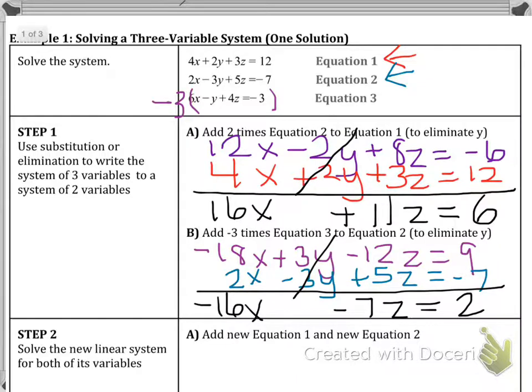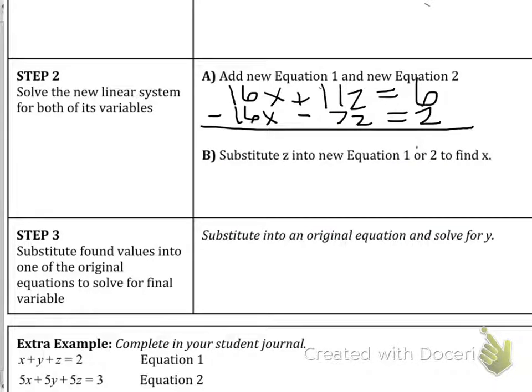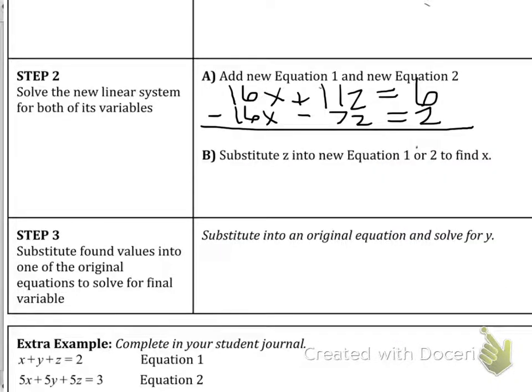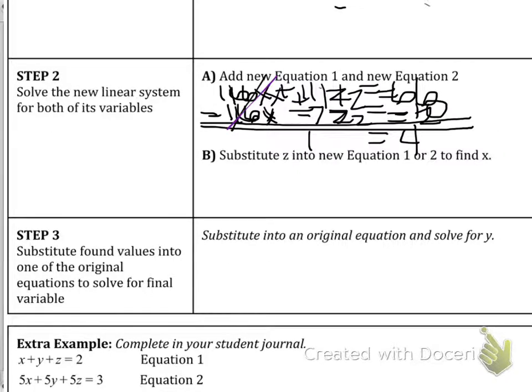So we need to do step 2. I rewrote the equations from our previous slide here. We need to solve the linear system for both of its variables, meaning we have to solve for our x and our z. What's nice is that in this case, our x's already are able to cancel out. We don't have to manipulate our problem. There will be cases where you do eliminate a variable in step 1, but we'll have to manipulate the problem in order for it to eliminate. So the x's cancel.